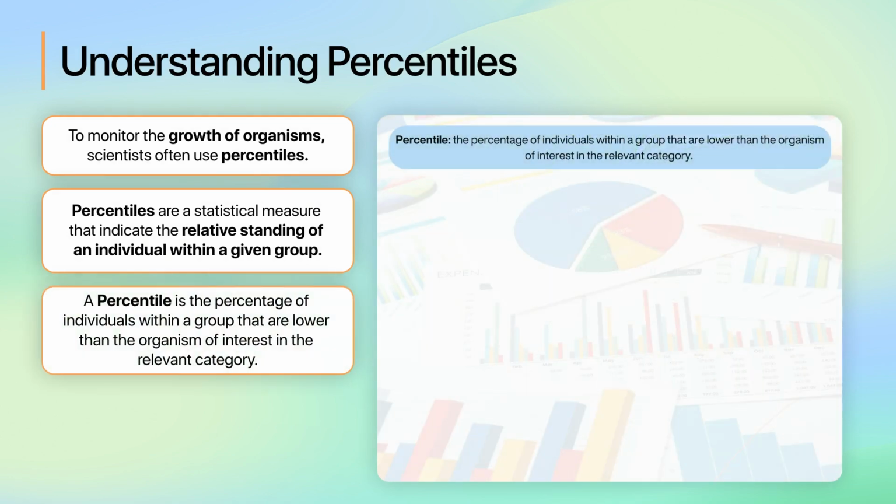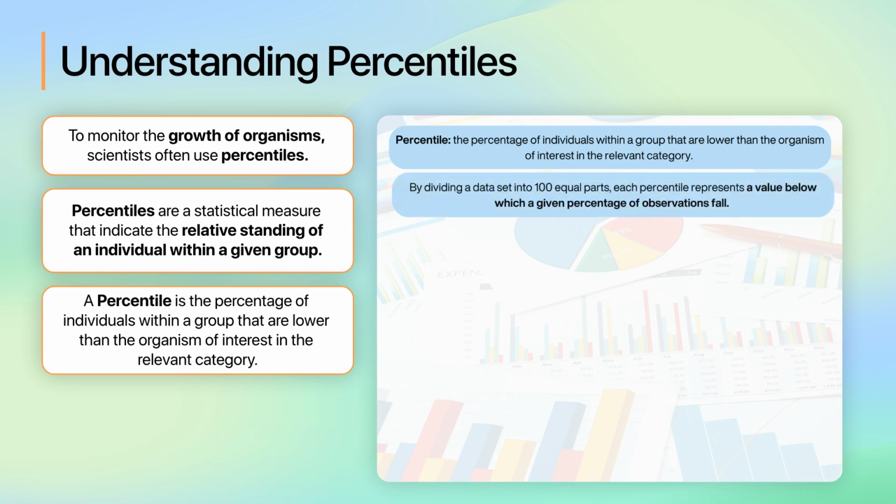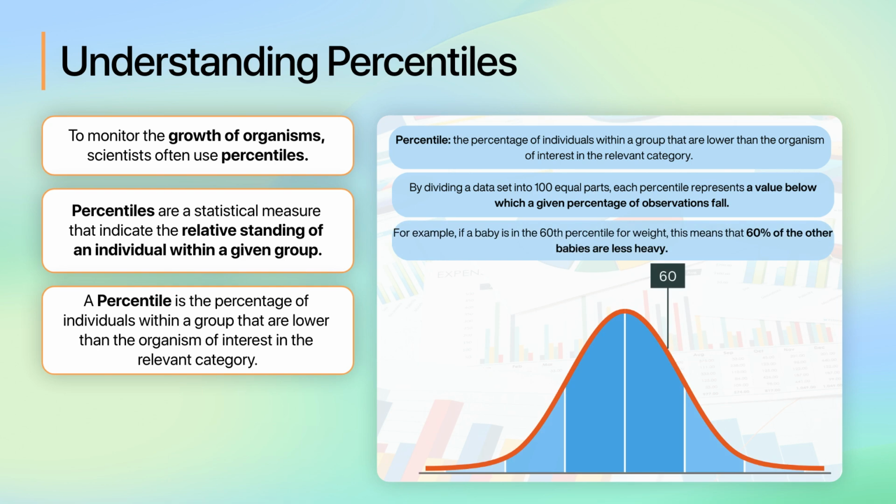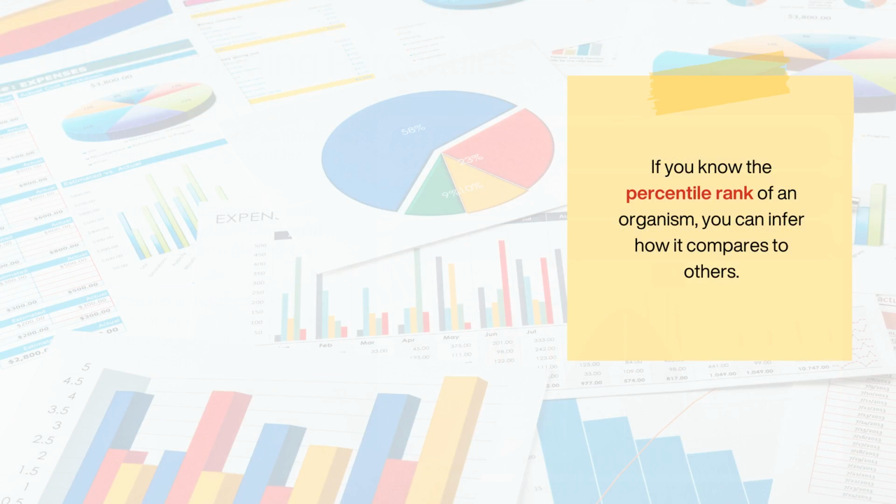More precisely, the percentile is the percentage of individuals within a group that are lower than the organism of interest in the relevant category. By dividing a dataset into 100 equal parts, each percentile represents a value below which a given percentage of observations fall. For example, if a baby is in the 60th percentile for weight, that means the baby is heavier than 60% of other babies. If you know the percentile rank of an organism, you can infer how it compares to others.